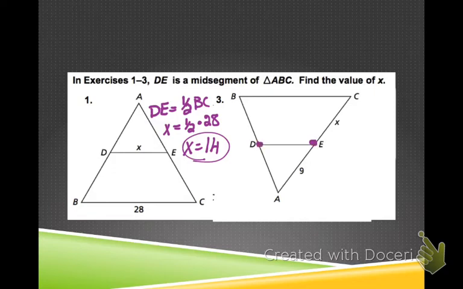Now, on this next one, they have told me that DE is the midsegment, so I know D and E are midpoints. Therefore, EC equals AE. The length of EC equals the length of AE, so I'm going to put in X equals 9.